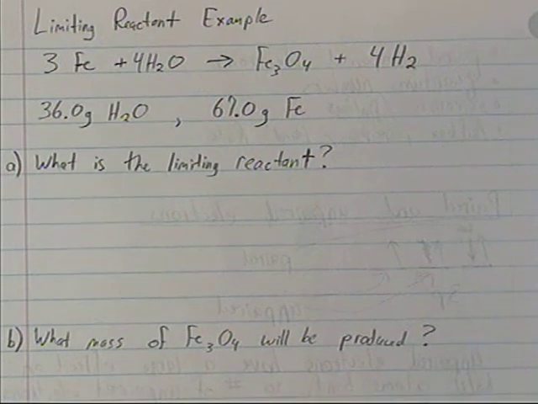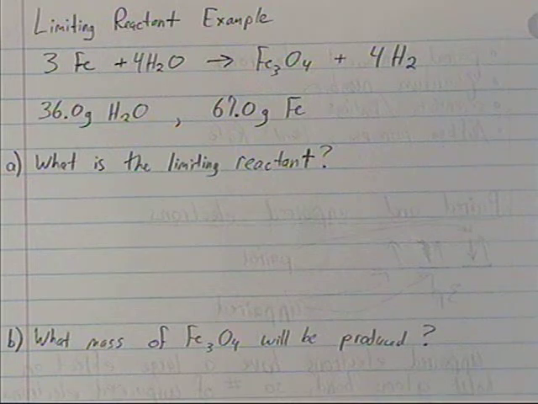This is an example of a stoichiometry problem with a limiting reactant. In this problem, we're given an equation, which has already been balanced for us, and two amounts of the reactants. Now, we aren't told if both reactants are used up completely or if we have extra of one of those. And that's what separates a limiting reactant problem from our ideal stoichiometry problems that we worked on earlier.